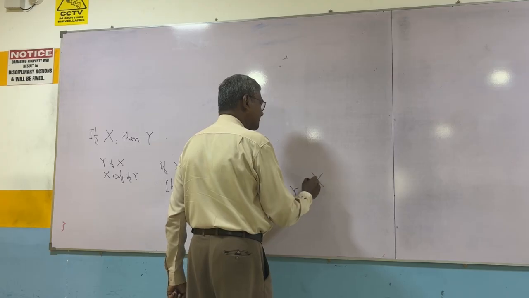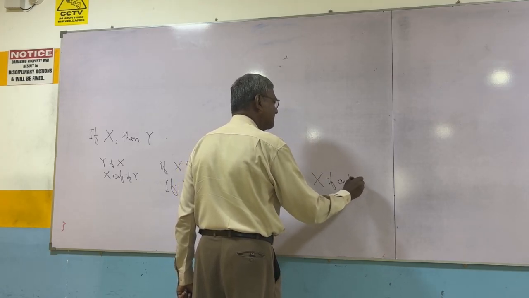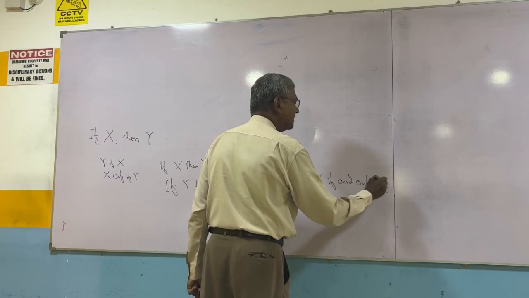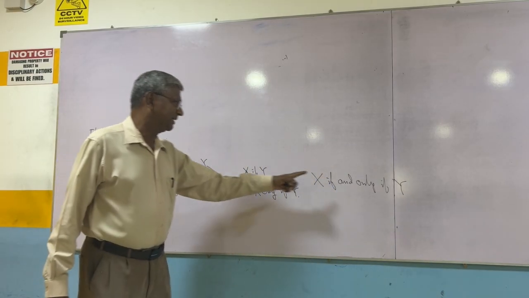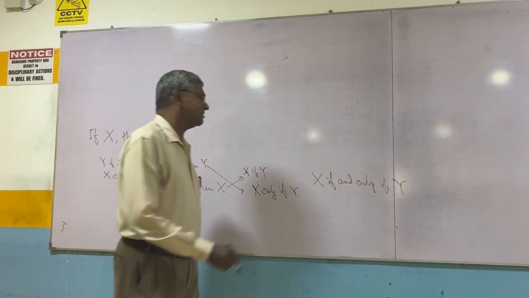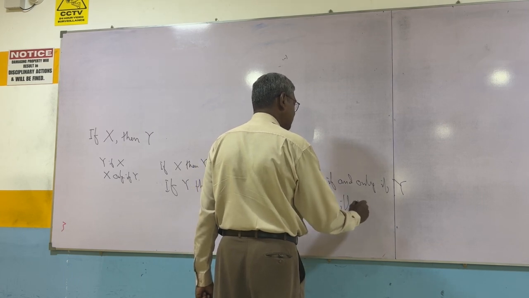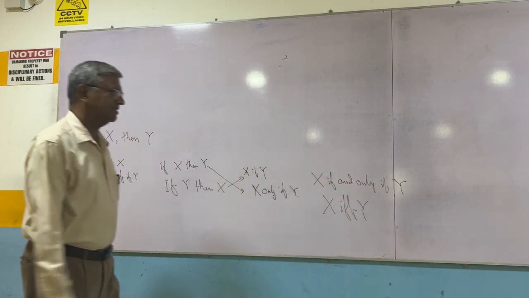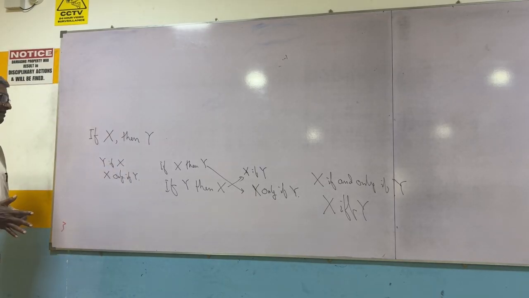two: X if and only if Y. X if Y and X only if Y. So that is how this X if and only if came. That's how it is. We get X if and only if Y.